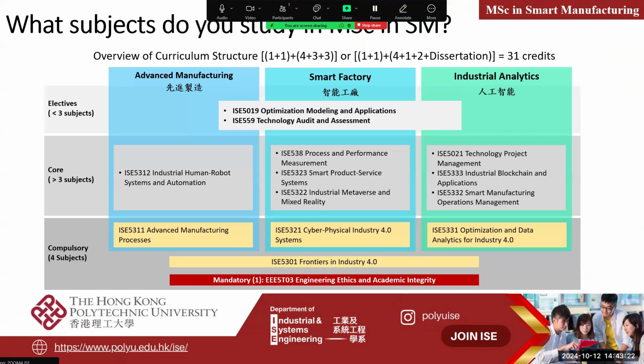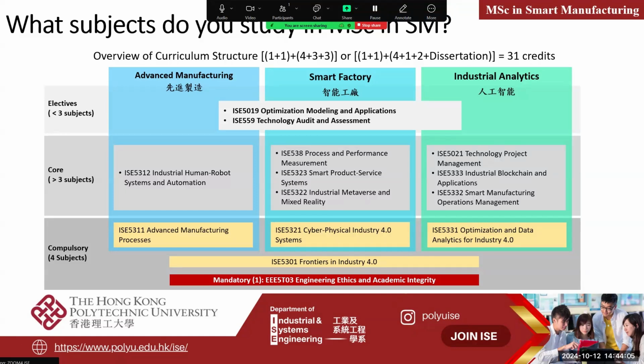So what subjects do you study in this program? This is very important. When we started to build this program, we had a lot of discussion about the curriculum and the subjects. If you see, we have three horizontal layers and three vertical lines. From the horizontal view, we have the mandatory courses, the compulsory courses, the core courses, and also the elective courses. This is based on the basic curriculum structure of the university.